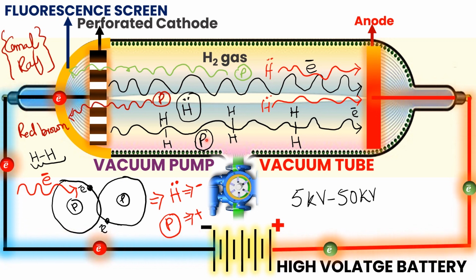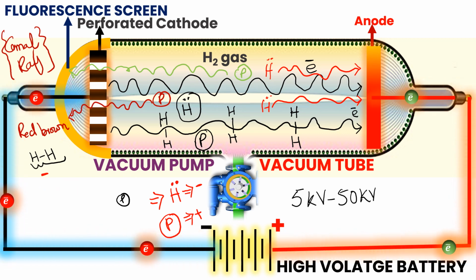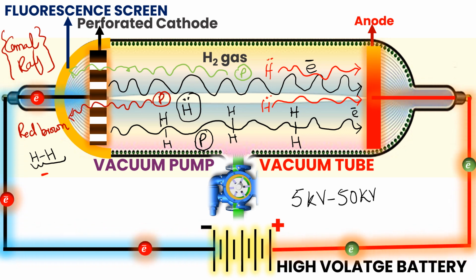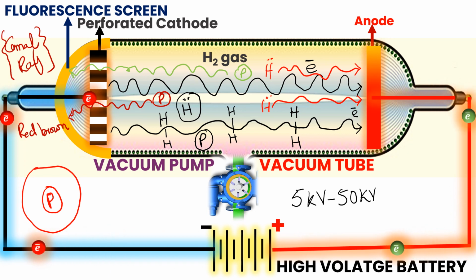Now, an interesting question here, dear student: any positive ray which is produced inside the cathode ray tube, is it a proton or is it not a proton? Dear student, please keep in mind, positive rays which are produced by hydrogen atoms are known as canal rays.